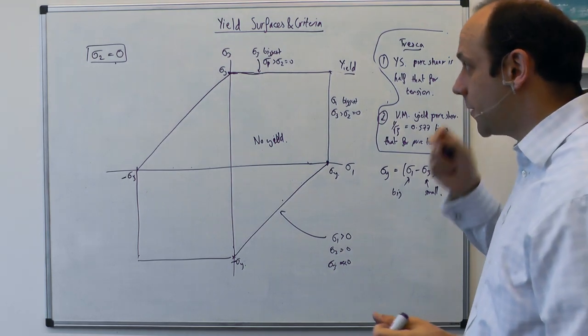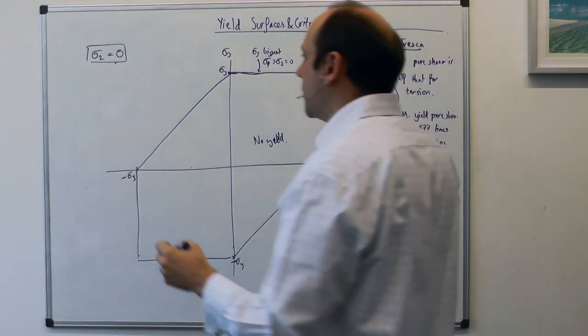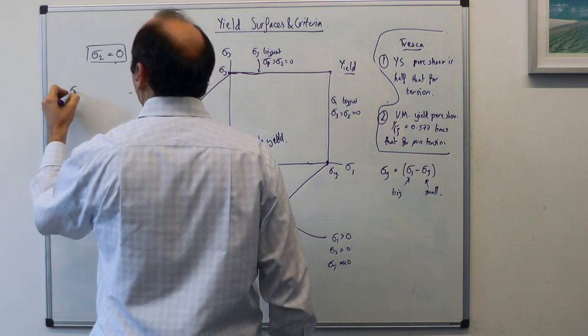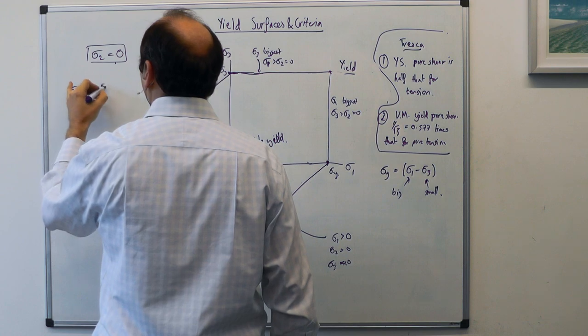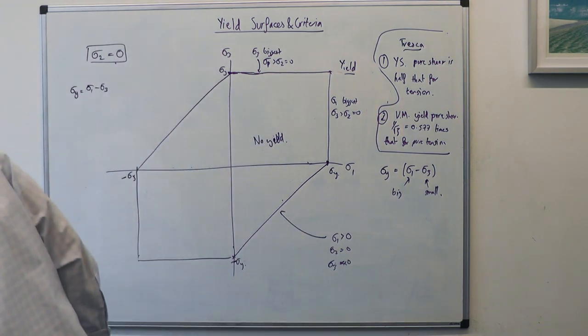Now, if I take the von Mises criteria, so the von Mises criteria is that sigma y is equal to sigma 1 minus sigma 3. Just check my halves.